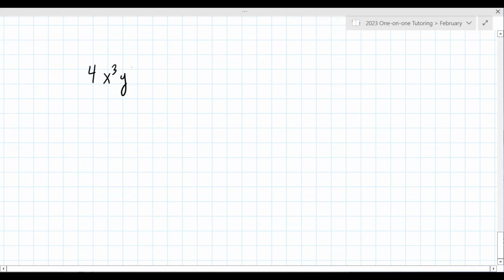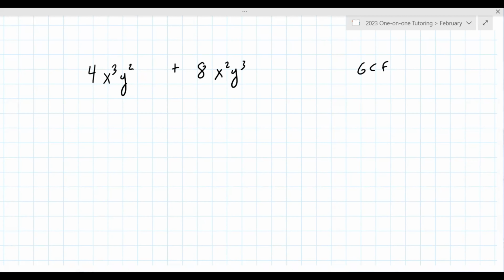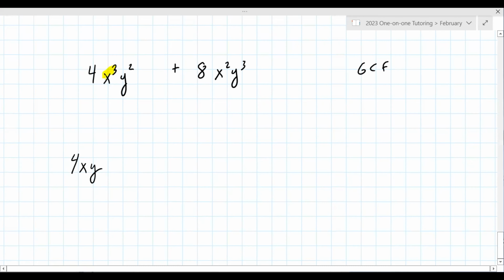Okay. Let's go, 4x cubed y squared z. Let's just do that, plus 8x squared y cubed. Okay. So same thing, GCF. 4x squared y squared. When you look at the x's, you choose the smaller exponent. Same with the y's. So x squared, y squared. Yes.